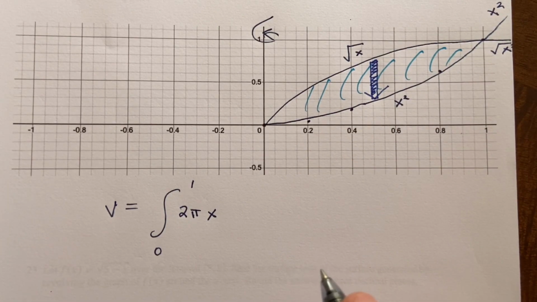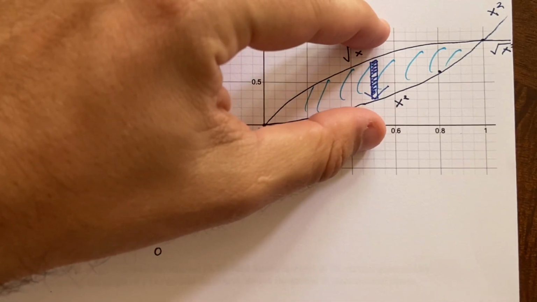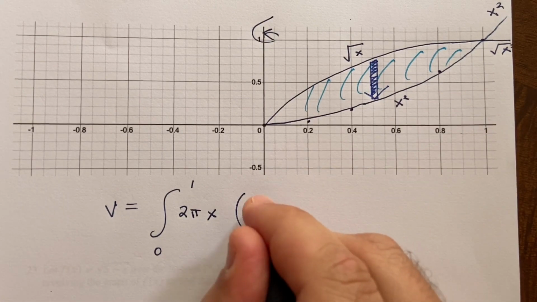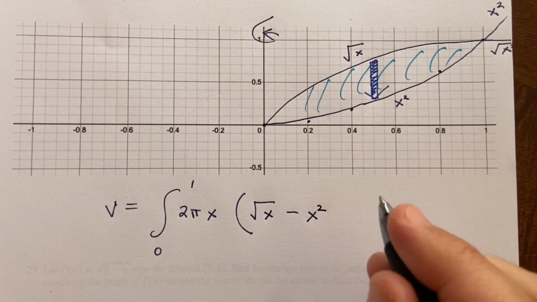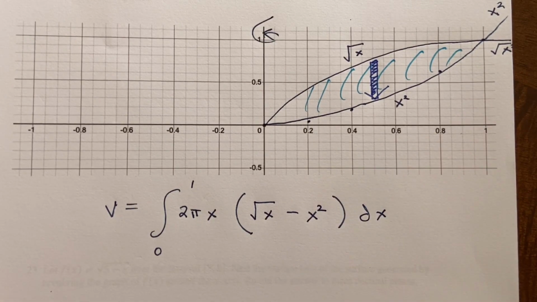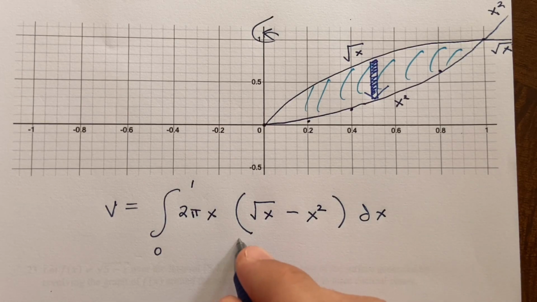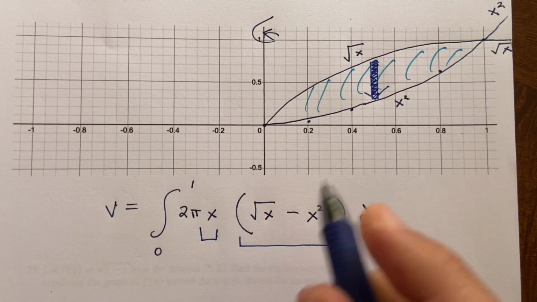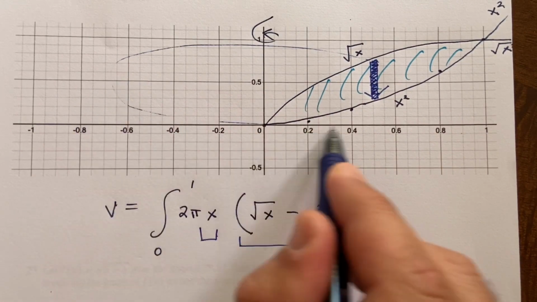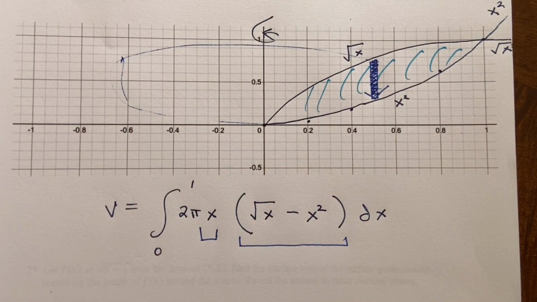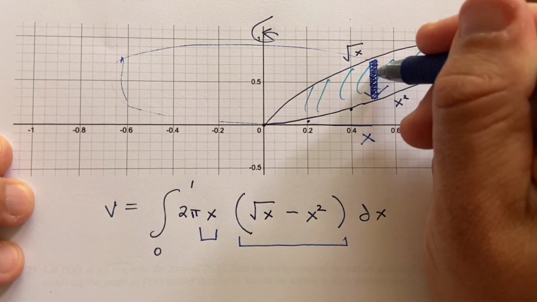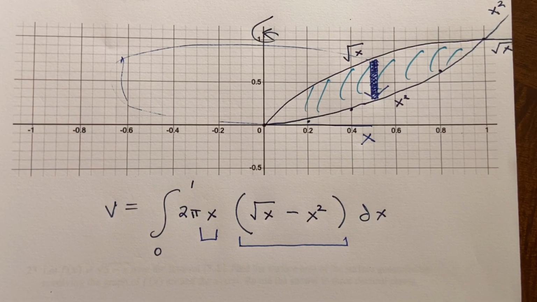So what I'll do is figure out the height of this generated shell by taking the upper minus the lower. So the upper will be root x, the lower will be x squared. Then we'll have dx. So this is the height of this. This is the radius of this. And I'm kind of imagining this shell being generated. So it would have a radius of x, and it'd have a height of the difference between these two functions.